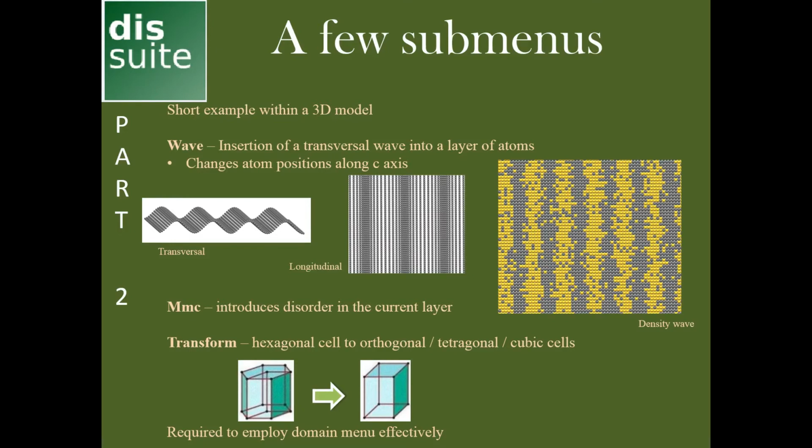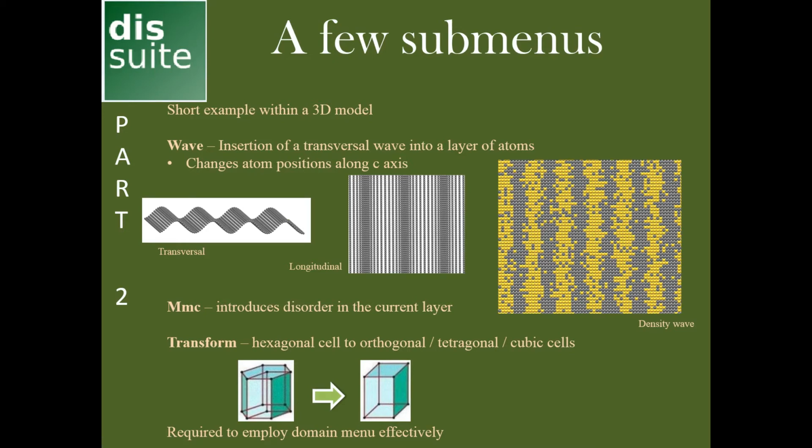So the wave menu is essentially one way to create waves as they can be described with phonons. You have transversal, longitudinal, or even density waves available in DISCUS, and we look at how to create them. These are important for commensurate or incommensurate modulated structures. So when you have superstructures, you can easily describe them with those kinds of waves.